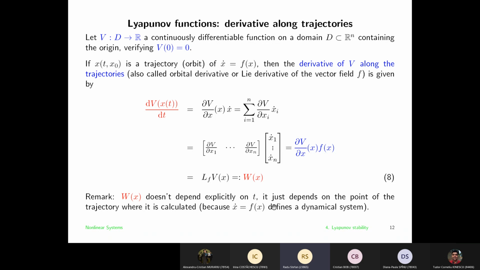This remark is very important. The derivative depends on the point and not on the time. This is because we have here a dynamical system which is defined, but that's also a thing. I don't know if Tudor went into the details at the right time, but yes, this type of equations define dynamical systems, right? And trajectories can be retrieved going from one time moment to the other moment.